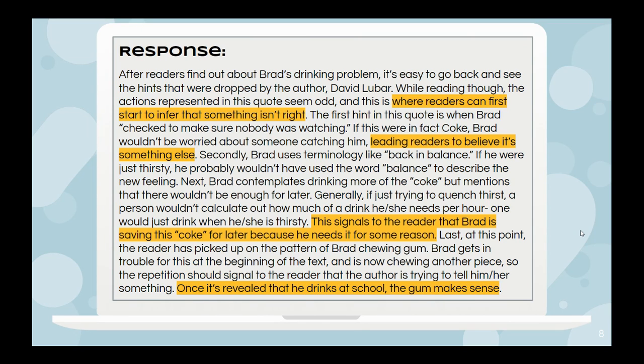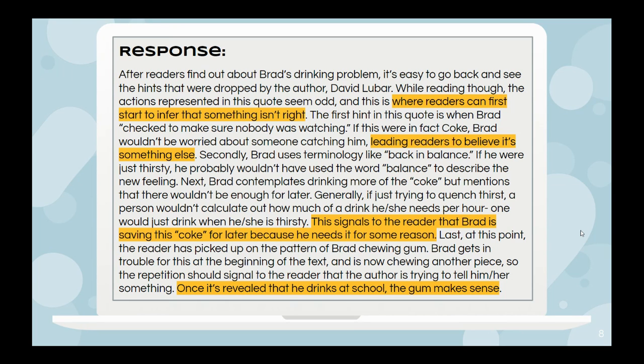After readers find out about Brad's drinking problem, it's easy to go back and see the hints that were dropped by the author, David Lubar. While reading, though, the actions represented in this quote seem odd, and this is where readers can first start to infer that something isn't right. The first hint in this quote is when Brad checked to make sure nobody was watching. If this were in fact Coke, Brad wouldn't be worried about someone catching him, leading readers to believe it's something else.